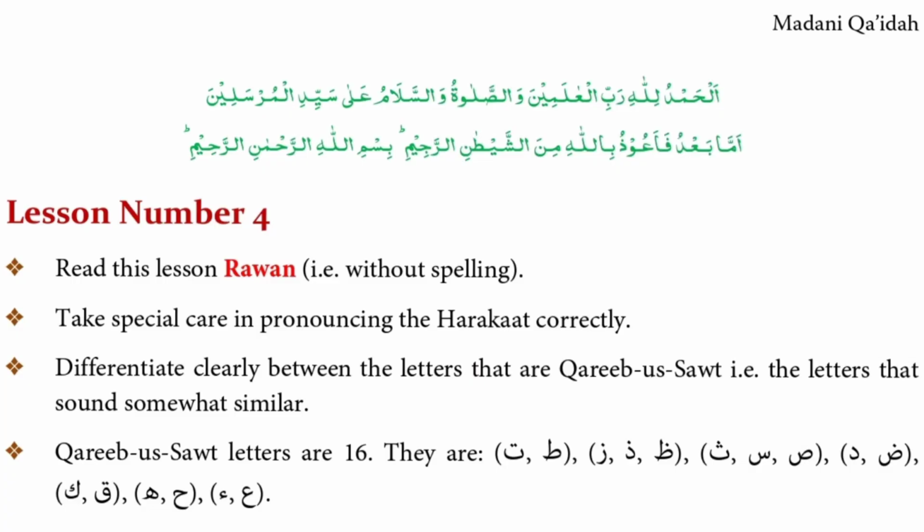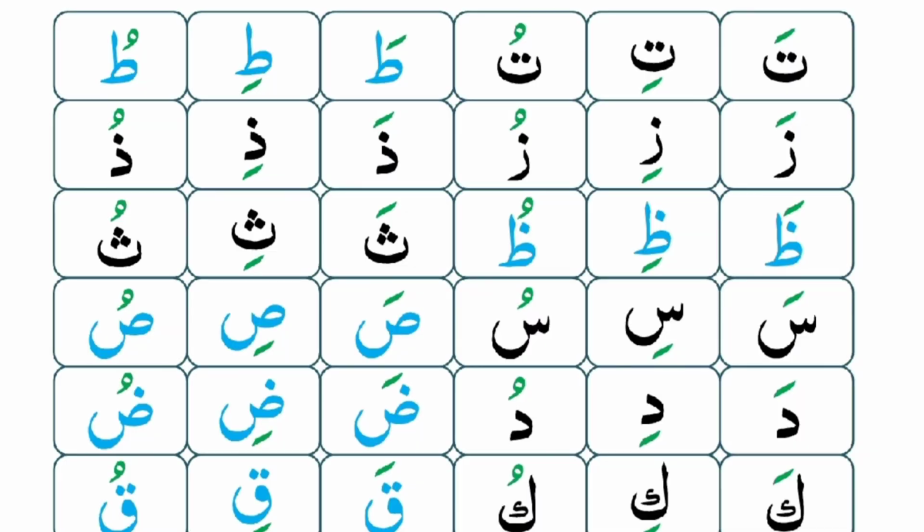Number 1. Read this lesson rawa, that is without spelling. That means you have to read this lesson without spelling. For example, look at the first line. So you have to read like ta, ti, tu. Don't read with spelling as ta, zabar ta, zir, ti, as you read in lesson number 3. No. You have to read this lesson without spelling. Like ta, ti, tu. Like that.